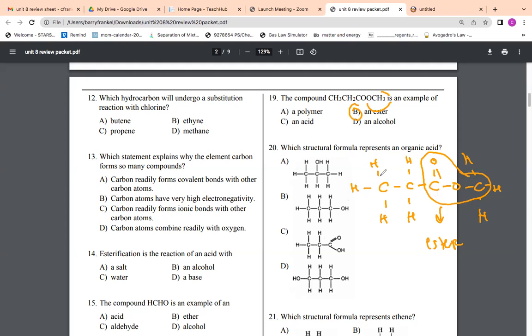Number 20, which structural formula represents an organic acid? Again, please make sure that you can identify your functional groups. Right here on choice C, we see that we have a carboxyl group. That is giving us our organic acid, and to be specific, that is propanoic acid. It's got 3 carbons with an organic acid, or carboxyl group, at the end. All righty.